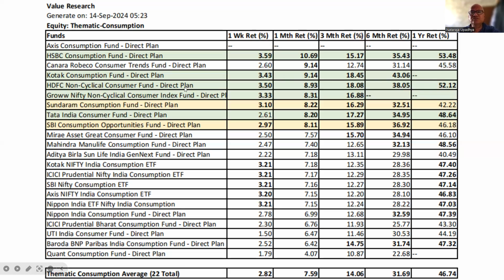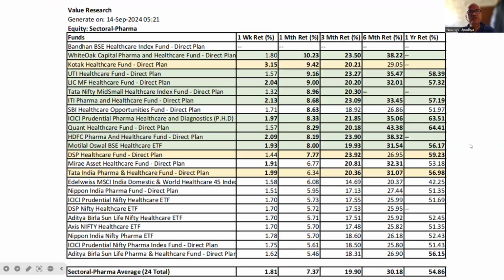HDFC Non-Cyclical Consumer Fund, 8.93% for the month and 52.12% for the year. Groww Nifty Non-Cyclical Consumer Index Fund, 8.31% for the month and 16.88% for 3 months. No data beyond that because it's a reasonably new fund. Tata India Consumer Fund, 8.20% for the month, 48.64% for the year. So this gives you an idea of consumption funds, which are the top ranking funds within the equity funds this month. With that, we are moving to the pharma funds, which are the second ranked funds.